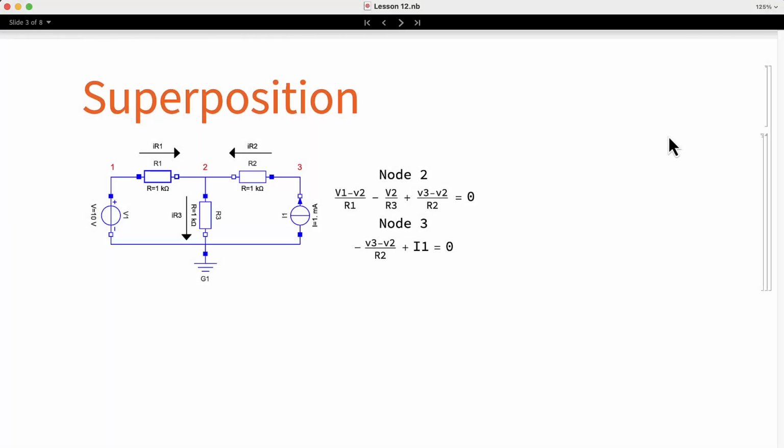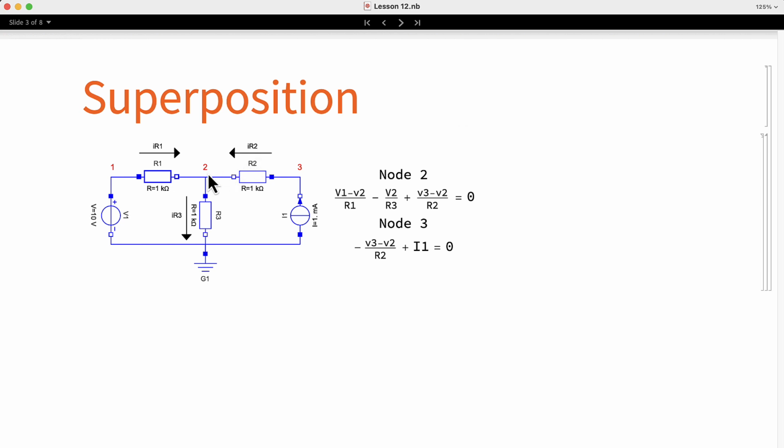Let's start analyzing an example without using superposition. Here we have the following circuit, which consists of a voltage source connected to a network of resistors, and we have a current source on this side. If we use nodal analysis, we can define the following equations.